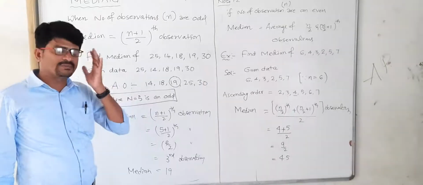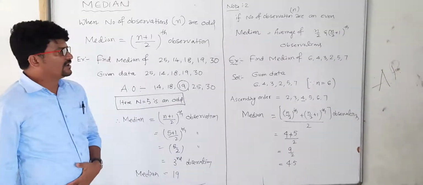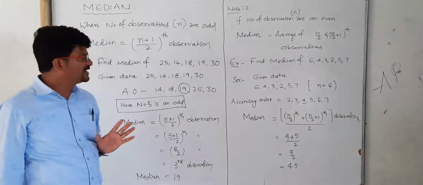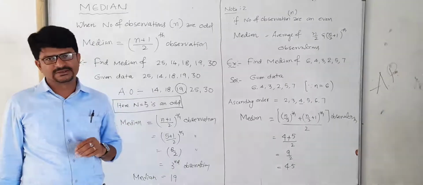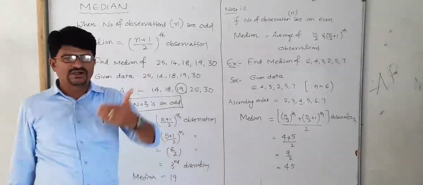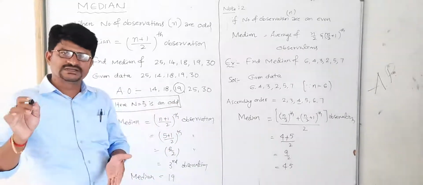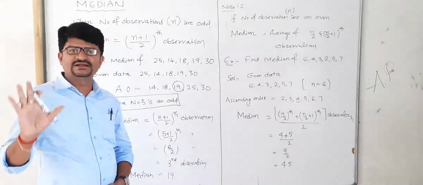And one more practical question: find the median age of your family members. Suppose you have 5 members in your family, you can write the ages of all the 5 members, arrange them in ascending order and find the median.